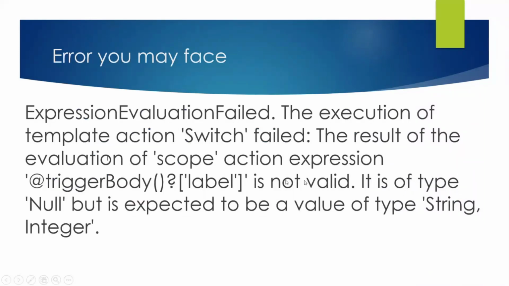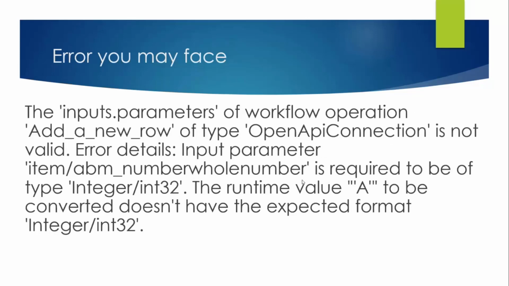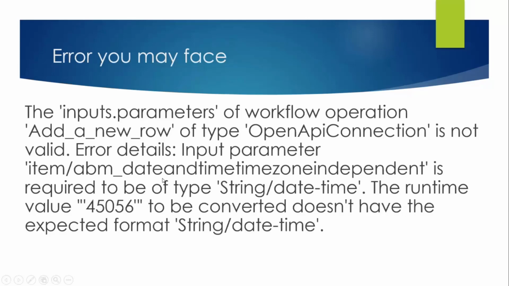I faced this error when I was passing null to my Power Automate, which is responsible for taking the label of the option set and returning the value. The next error I faced was when I gave a value to my integer column, and then another when I set a string instead of a datetime. I covered all these errors which I faced during my development. I think that's all from my side.